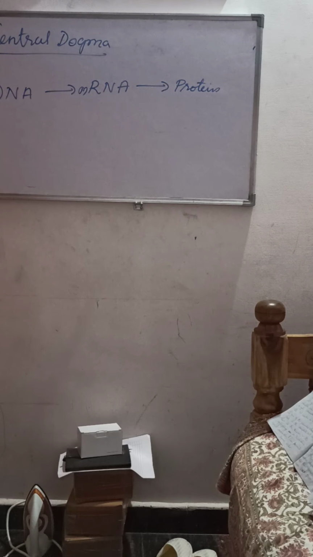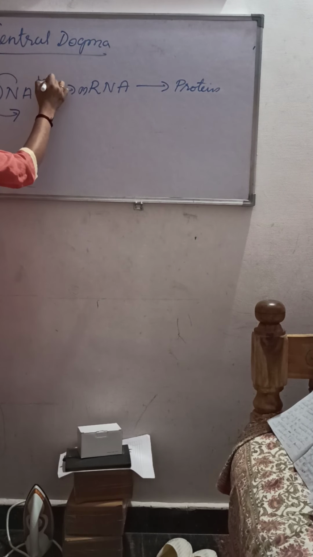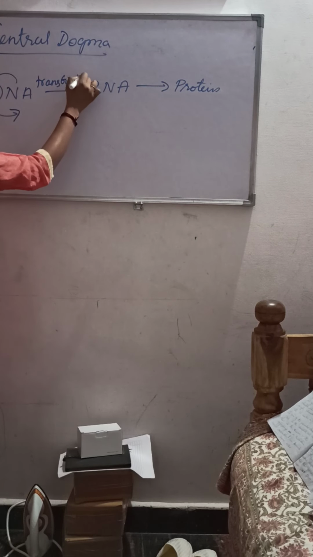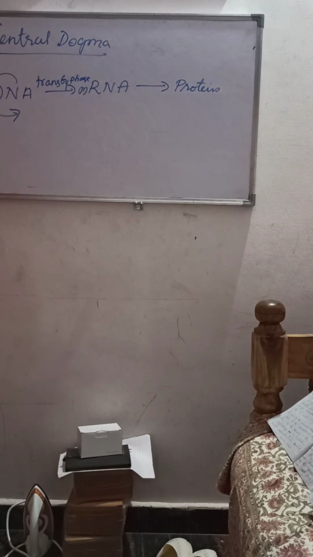So the flow of this genetic information from RNA to DNA is called what? Reverse transcriptase. So what is this? From mRNA to the DNA, that is what we call reverse transcriptase. It occurs in some viruses, for example the retrovirus. The flow of genetic information from RNA to DNA is the reverse transcriptase. You have learnt about this reverse transcriptase, right? This is called the central dogma. They will ask for 2 marks: what do you mean by central dogma?